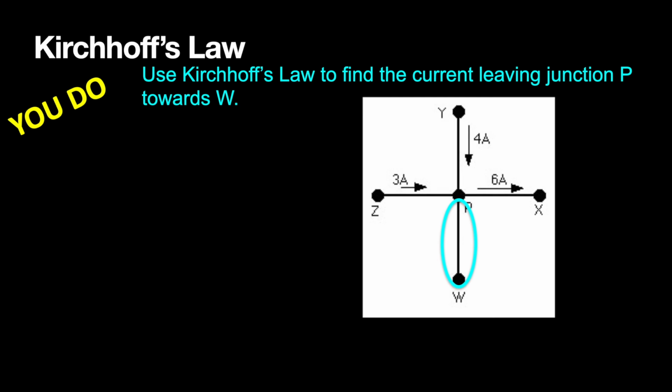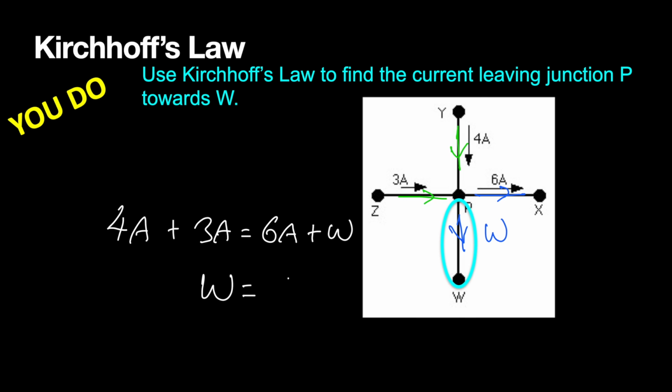So, in this case, the current going in is 4 amps here and 3 amps here. And the current coming out is 6 amps here and an unknown value W here. So we can write that as 4 amps plus 3 amps is equal to 6 amps plus W. We can simply rearrange this to find that W is equal to 1 amp.